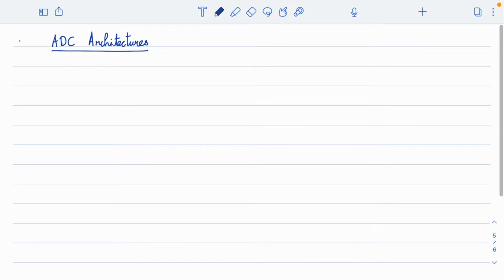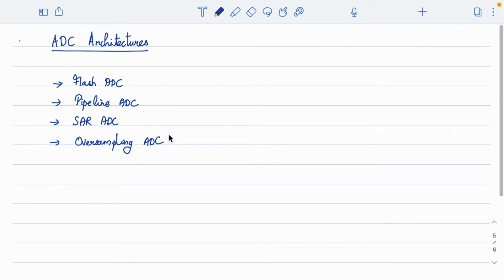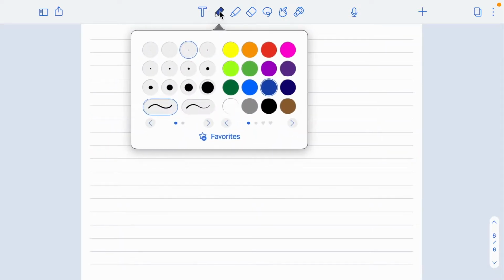For our course, we'll be looking at a few forms of architectures. One is the Flash ADC. Another is the pipeline ADC. Then we will have a detailed study of the successive approximation register (SAR) ADC, and we also look at oversampling ADCs. These are the four types of ADCs we will be dealing with in this course. So let's start with the Flash ADC.